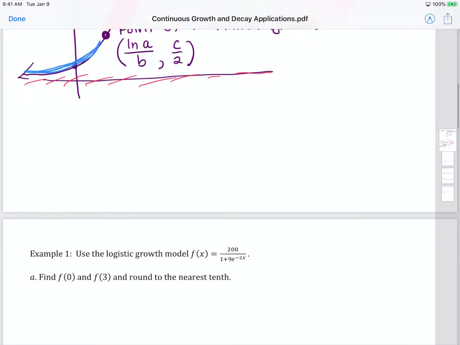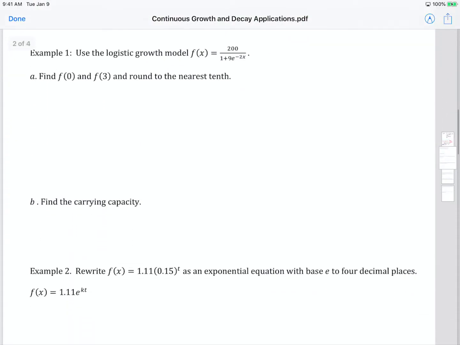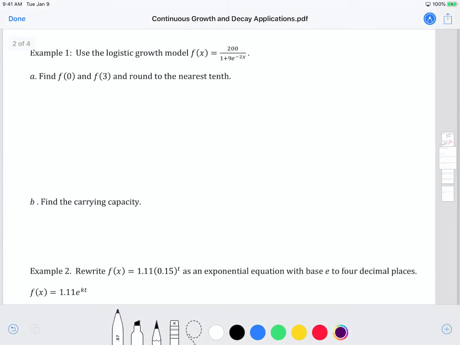Okay, so let's do the first example. It says find f of 0 and f of 3 and round to the nearest tenth. And it gives us a logistic growth model. C is going to be 200, A is going to be 9, and B is going to be 2. For part A, we have to plug in 0 and then plug in 3.